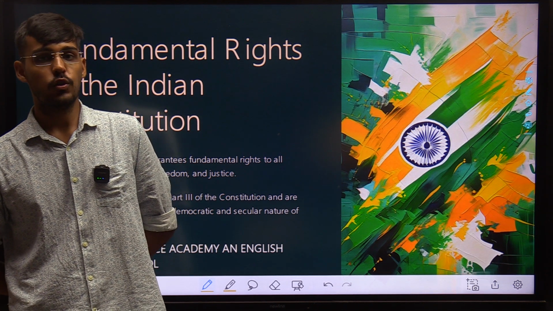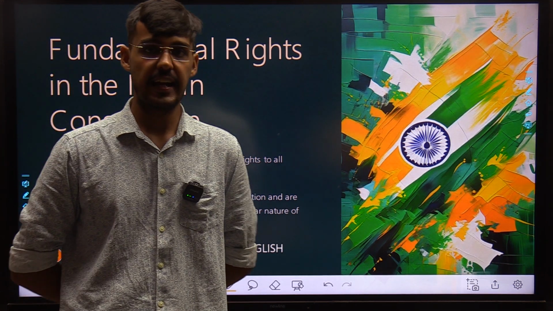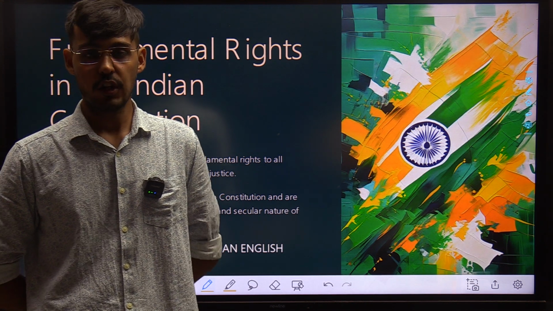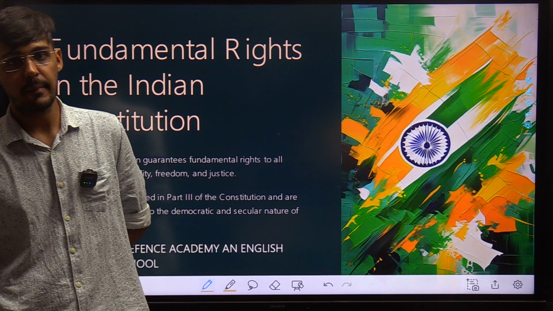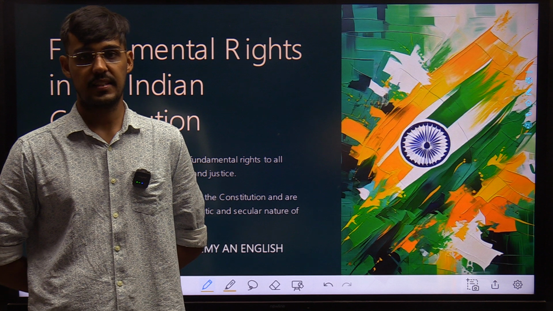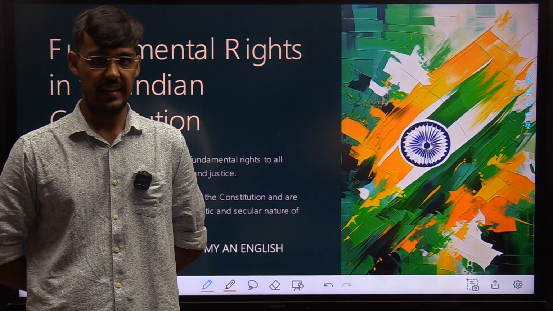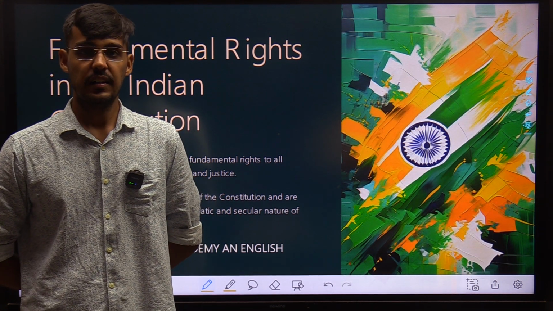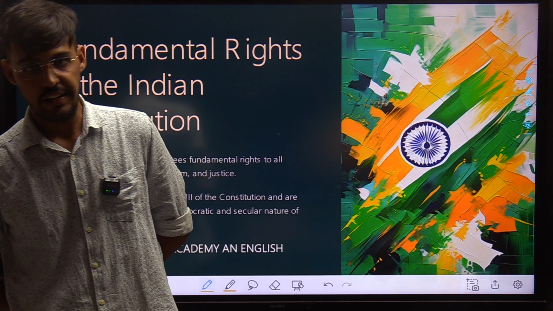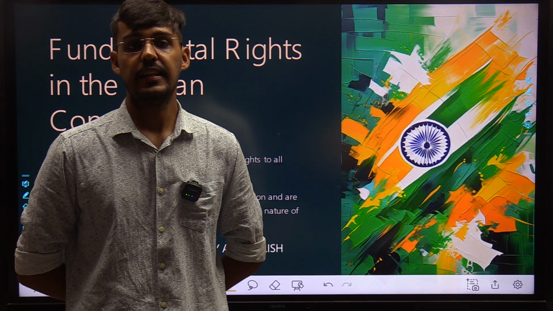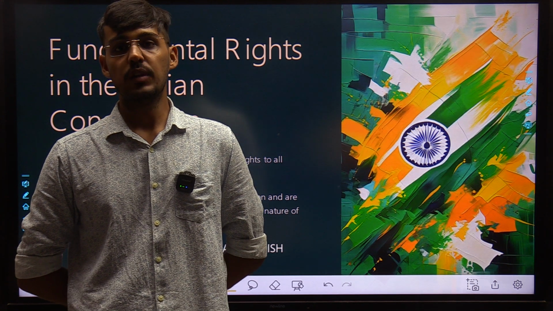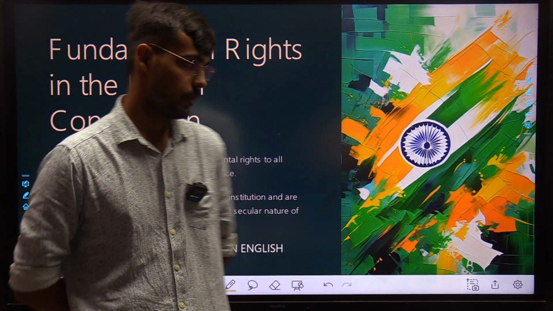So moving forward with today's topic, that is fundamental rights. This is the most important part of the Constitution. The fundamental rights are mentioned in part 3. Our Constitution is divided into various parts, largely 22 parts. Part 3 deals with the fundamental rights. These rights are fundamental in nature. It means that the fundamental rights are the most important rights given by the Constitution to its citizens.